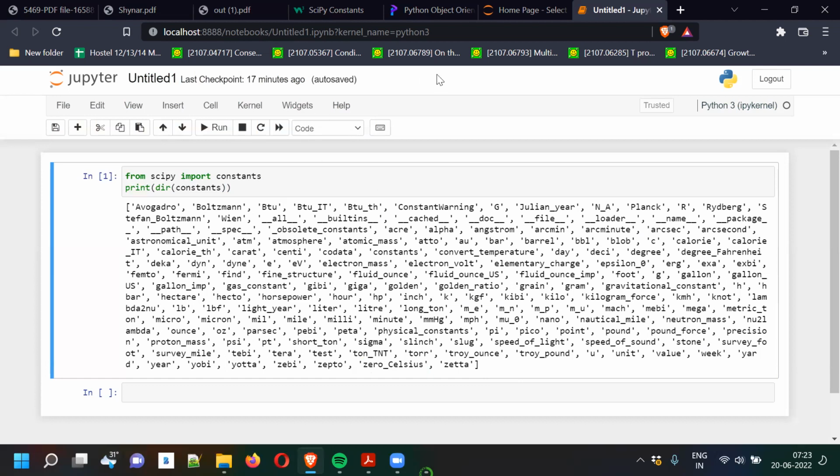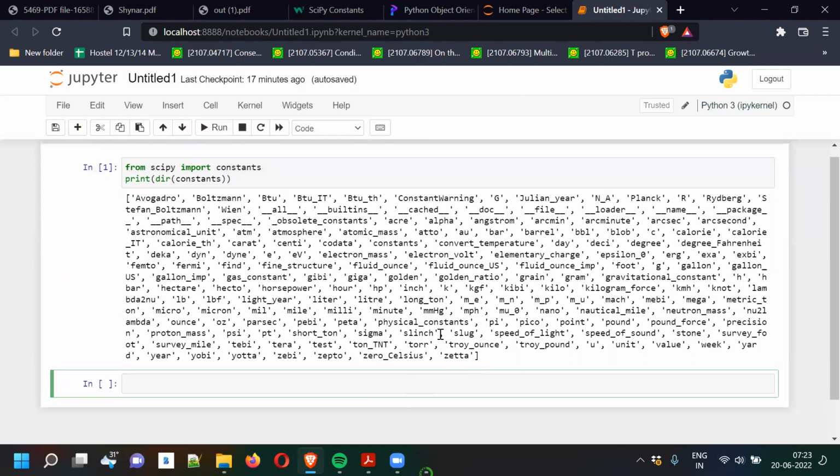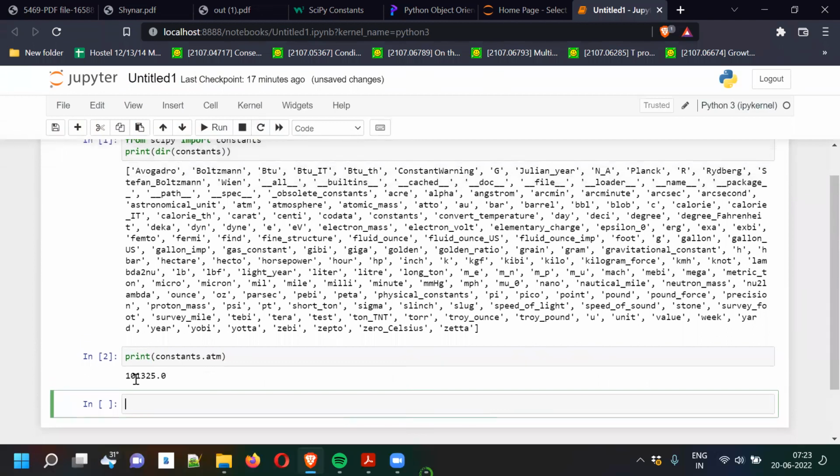So let me just try a few of them. So print, let us say constant start. Let me pick one from what I just mentioned. So constants from ATM. Let's practice. Okay, so atmospheric pressure, this is the value. Now we can change it here itself. So let's say print constant start.